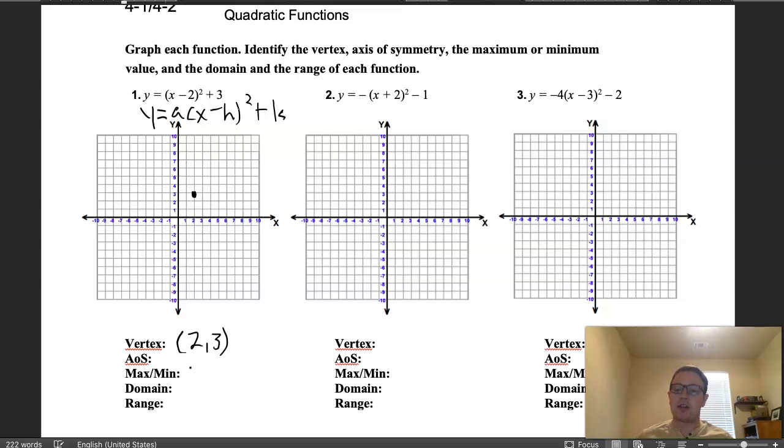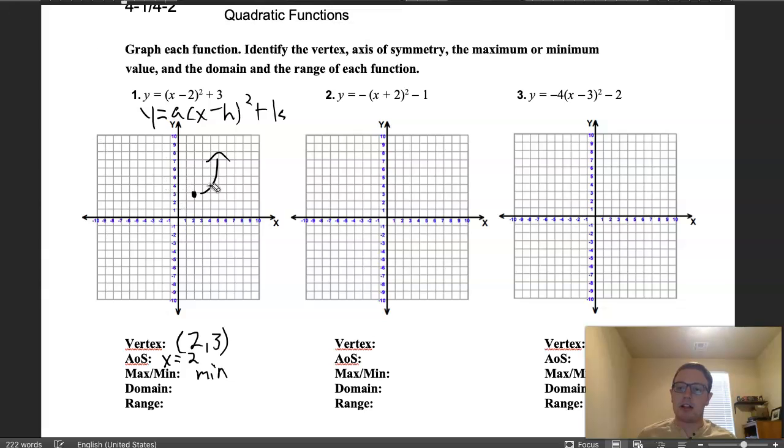What's our axis of symmetry? Well, it's the line running through this x point. So it's the line x is equal to 2. Do we expect this to be a minimum or a maximum? Well, our a value is positive. It's 1, so we expect this to open up. If our graph were to look something like this, our vertex would be the minimum.